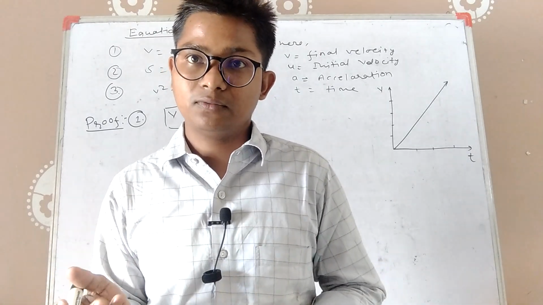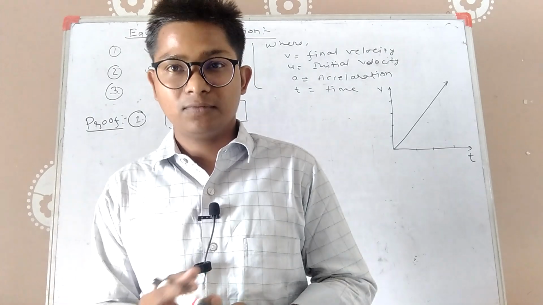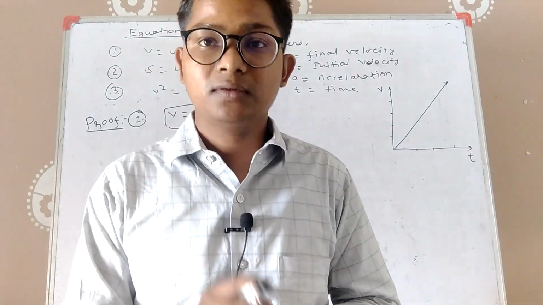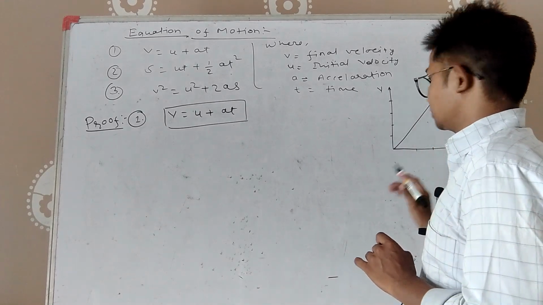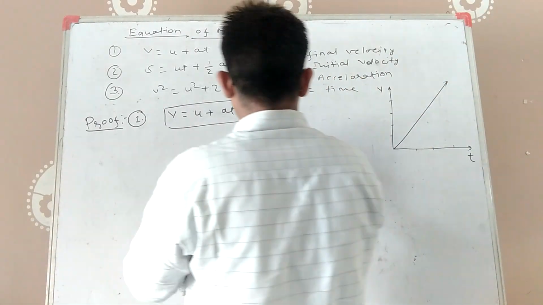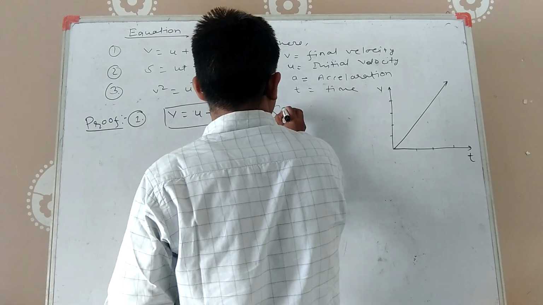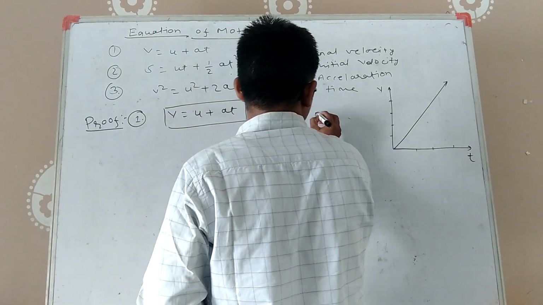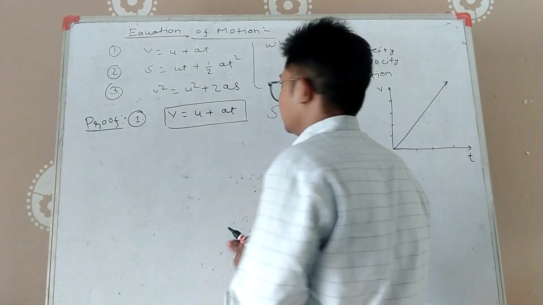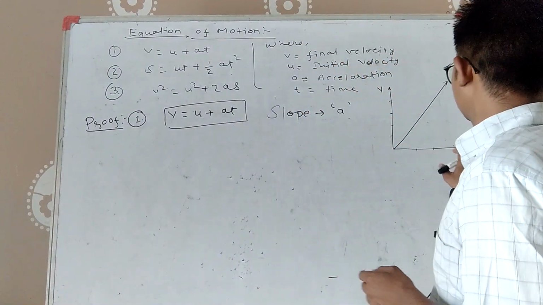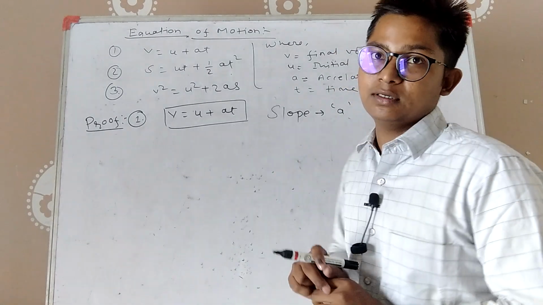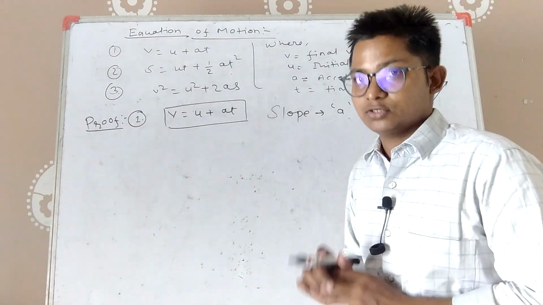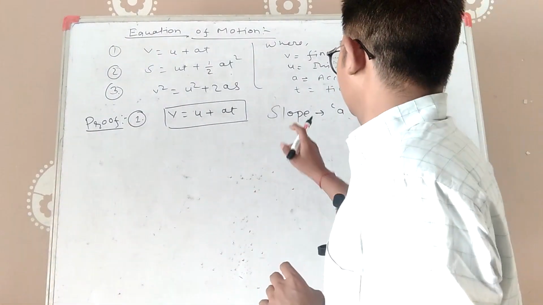In what way can we find the acceleration? We have to find the slope of this graph. The slope will give the acceleration of an object. From this velocity-time graph, if we find the slope, this defines the acceleration of the object.